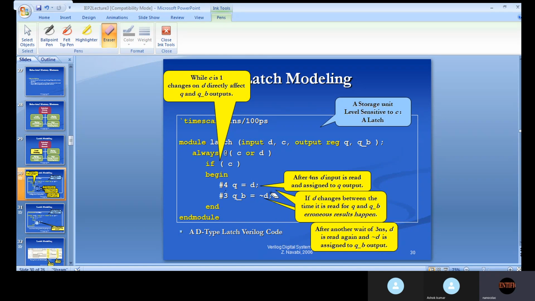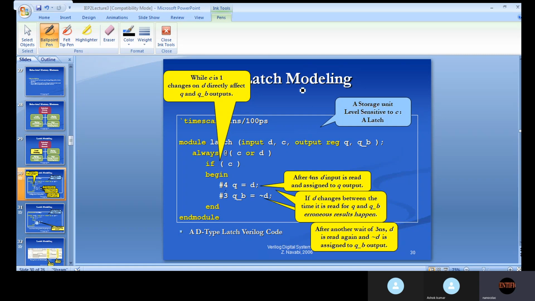So after this you can see, at the 4th time step you assign the D value to Q, and at 4 plus 3, that is the 7th time step, you assign the negation of the D value to Q bar. Okay, so this is a storage unit. It is level sensitive. This is a level sensitive latch. You can see here, while C is equal to 1, changes on D directly affect the Q and Q bar outputs. Okay, the meaning of this one.